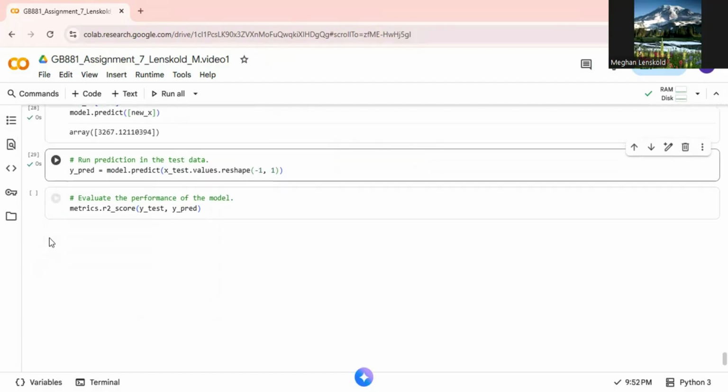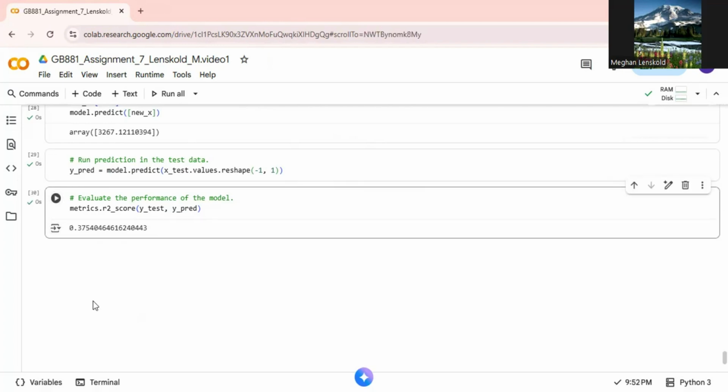And then lastly, I'm going to use metrics R2 score to compare the predicted rental values with the actual values from the test set. The R squared score ranges from 0 to 1, where 1 means the model predicts perfectly, and values closer to 0 mean it doesn't explain much of the variation. So the higher the score, the better our model fits.